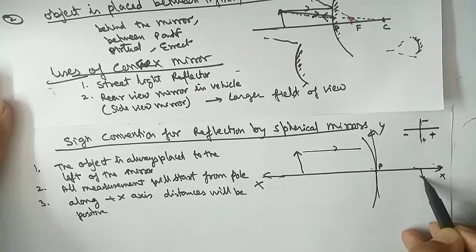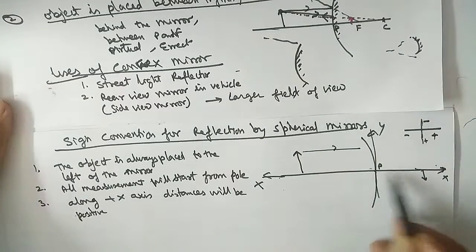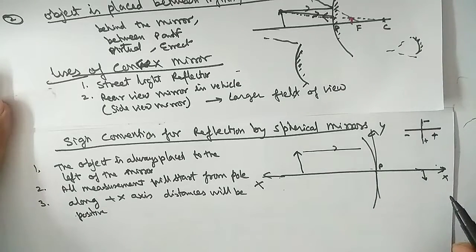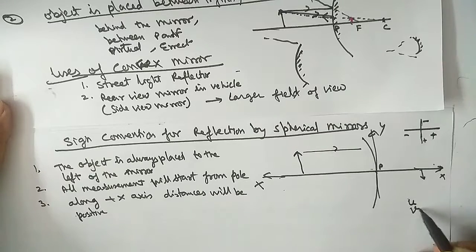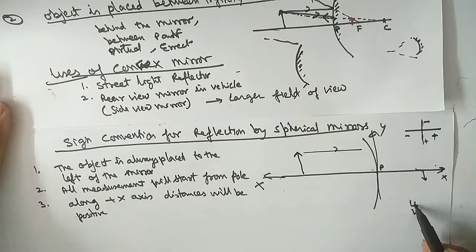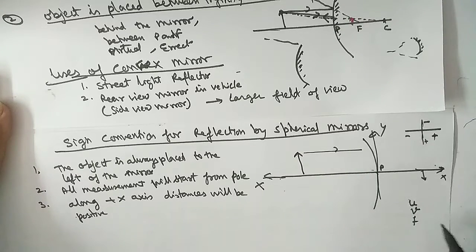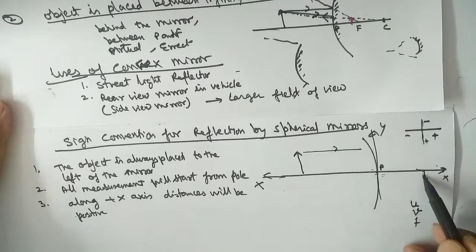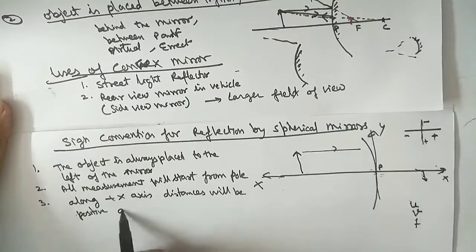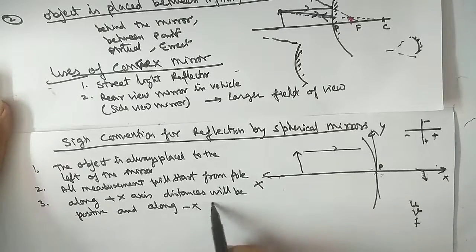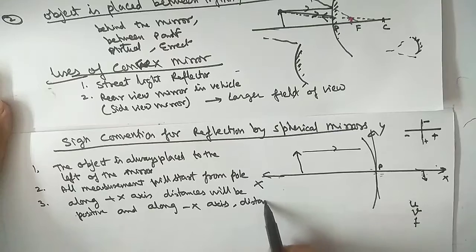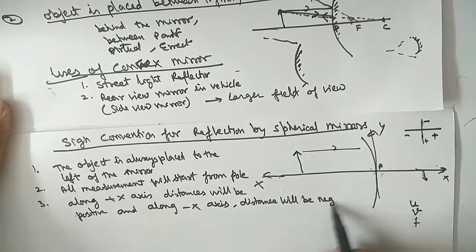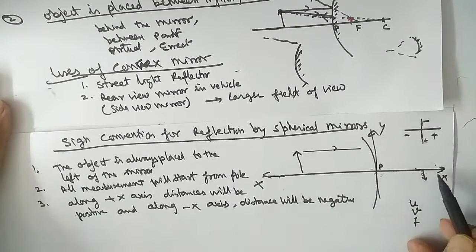Okay. Suppose the image is formed here, so it is along the positive x axis direction, so the distance is positive here. You know the object distance is denoted by u, and the image distance is denoted by v. The distance between the object and the pole of the mirror is u, the distance between the image and the pole is v, and f is the focal length, you know very well. So here v is the image, so it is positive, and the object distance is negative, because along the minus x axis distance will be negative. So here u is negative, v is positive.